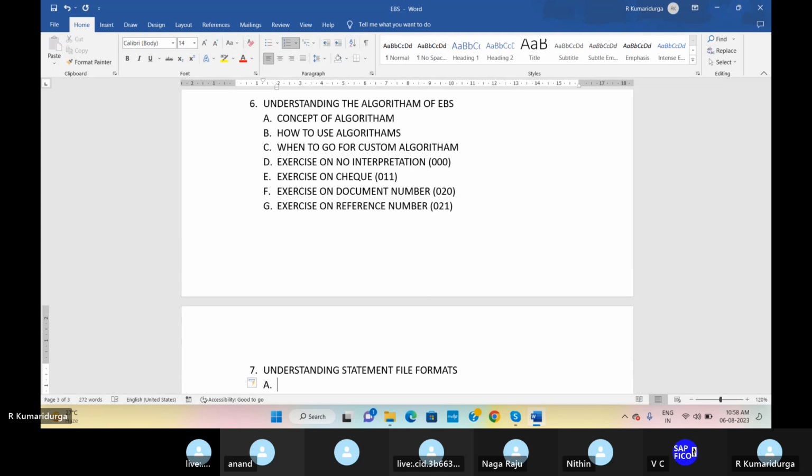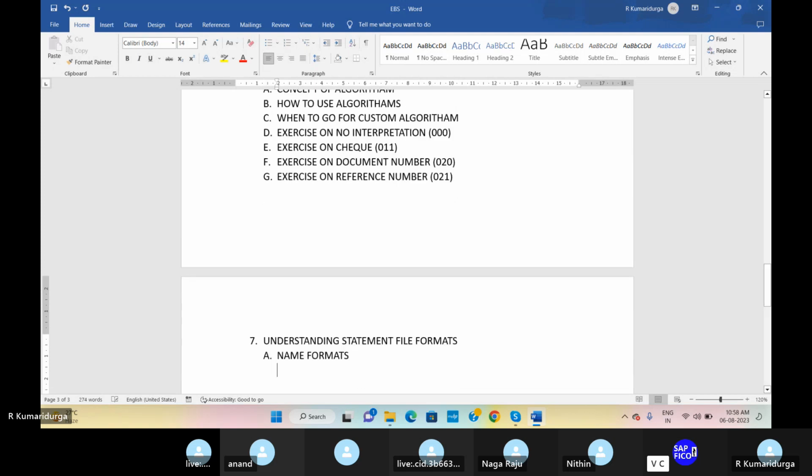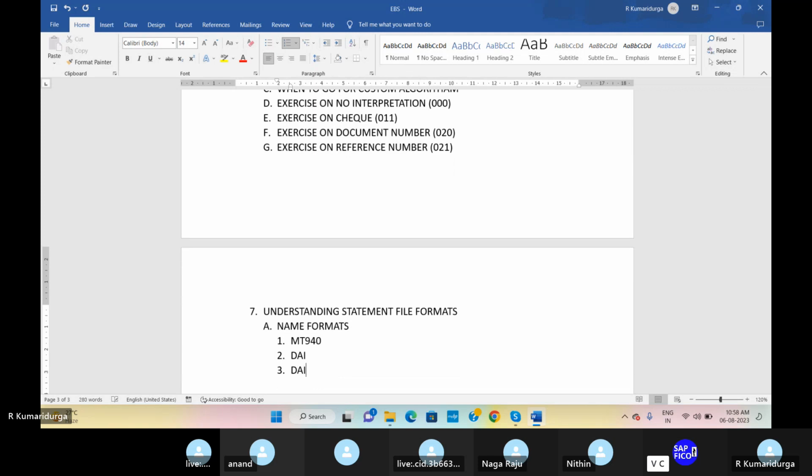Main formats. First one is MT940, second one is BAI, third one is BAI2, and fourth one is multi-cache. Okay, so these are the formats that we're going to use.